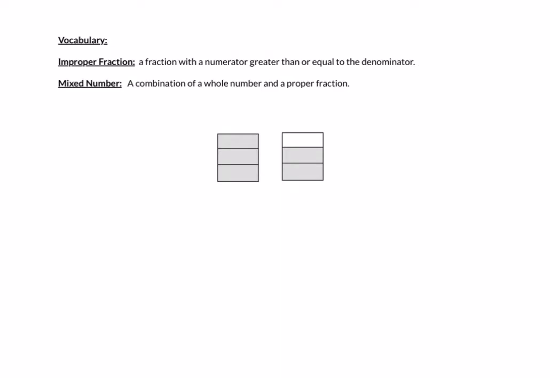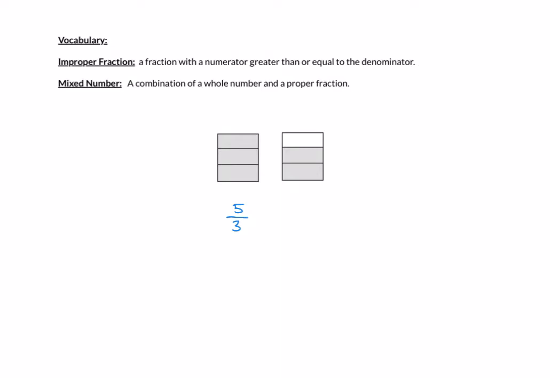Let's start off by writing it as an improper fraction. Remember that with an improper fraction, we want the number shaded. So we got 1, 2, 3, 4, 5, over the number of pieces per rectangle. We have 3 pieces in each rectangle.